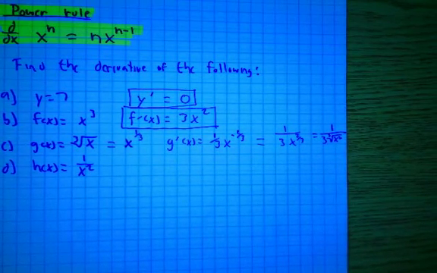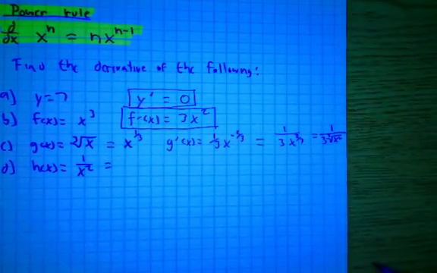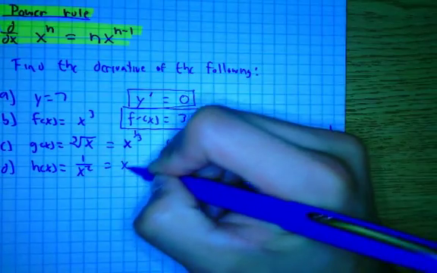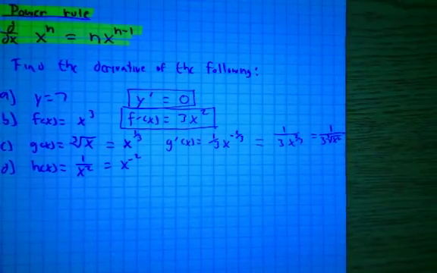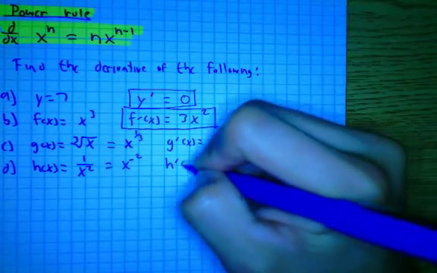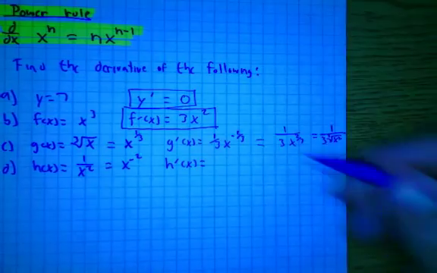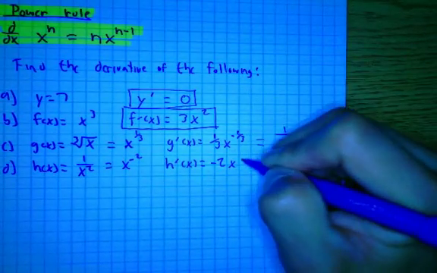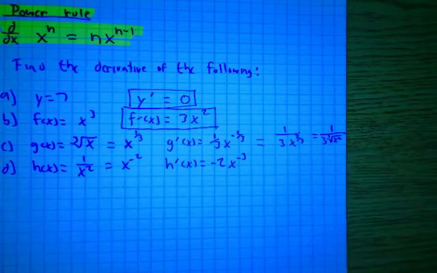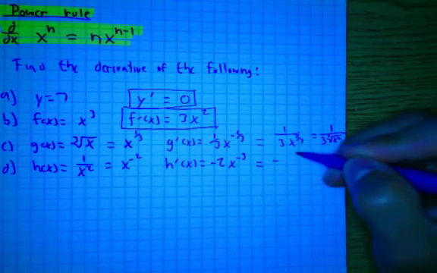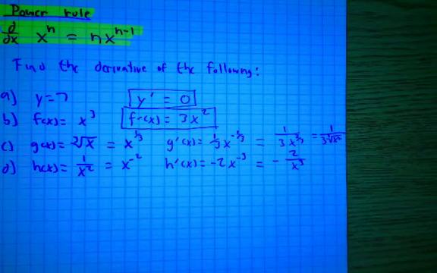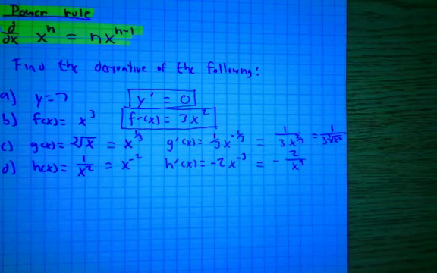Cool? Last one. Did anyone rewrite that? Cool. If we make it x to the negative second power, then it becomes a lot easier to apply the power rule. So h prime of x becomes negative 2x to the negative 3 power, and that simplifies to be negative 2 over x to the third power. Cool? So as you can see, the rules are there, but you can manipulate the expression in any such way that it can help you apply the rules. Okay, as long as your algebraic manipulation is correct.